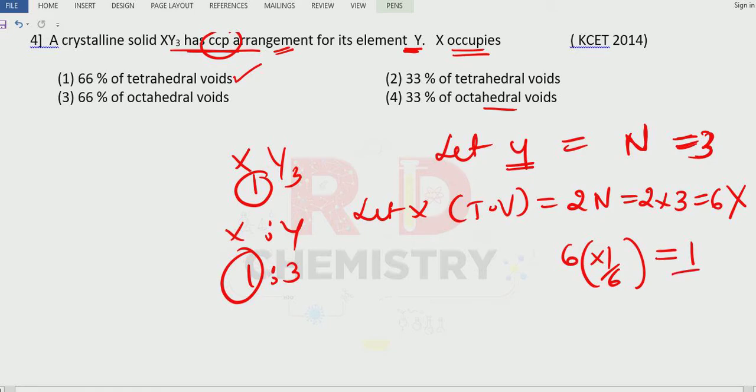Now we'll take the percentage. The percentage of tetrahedral voids: there should have been 6 tetrahedral voids, but only one X atom is occupied. Out of 100, how much? This will give us about 16.6 percent, but it is not in the options, so it cannot be the answer. This means X is not in the tetrahedral voids.